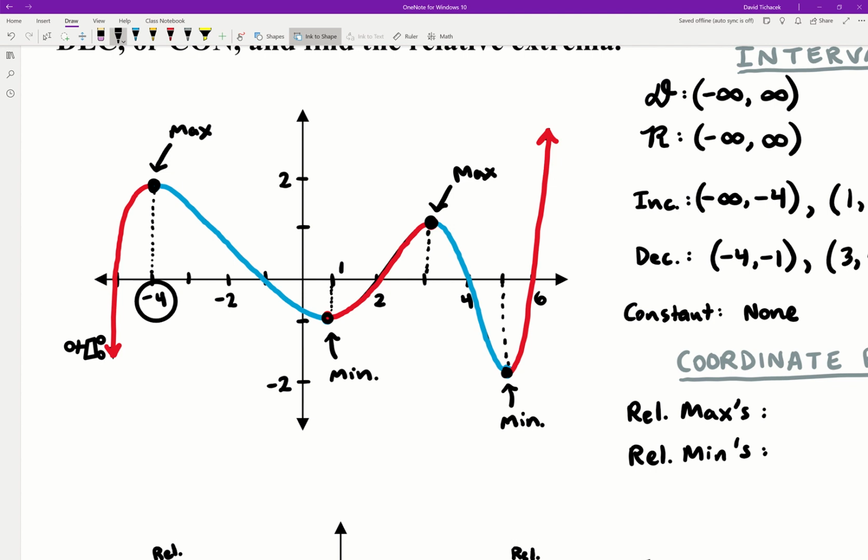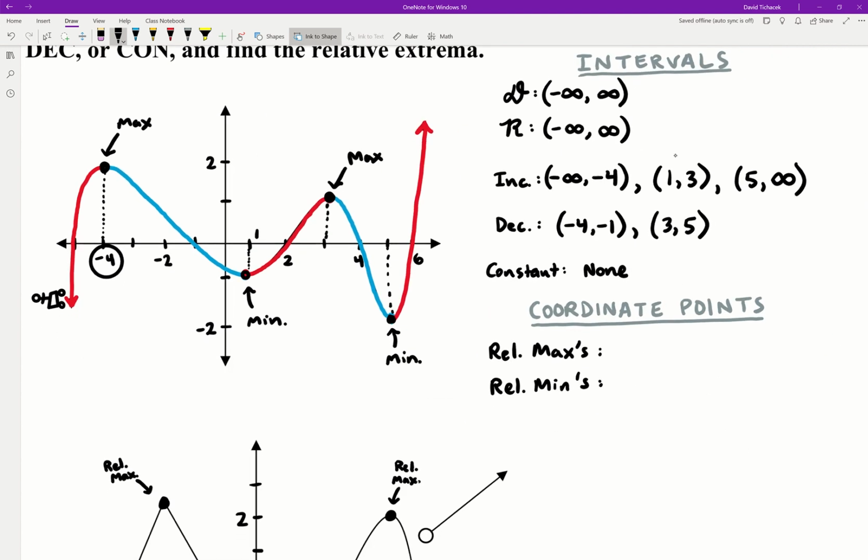And to write these down, we're just going to go ahead and write the coordinates of these points. Okay, and so that first relative maximum is going to be at a point with coordinates (-4, 2). And then we follow that up with a relative minimum. It looks like that's going to be at a point with coordinates (1, -1). And then the next maximum is going to be at a point with coordinates (3, 1). And then the next minimum is going to be at a point with coordinates, it looks like (5, -2).